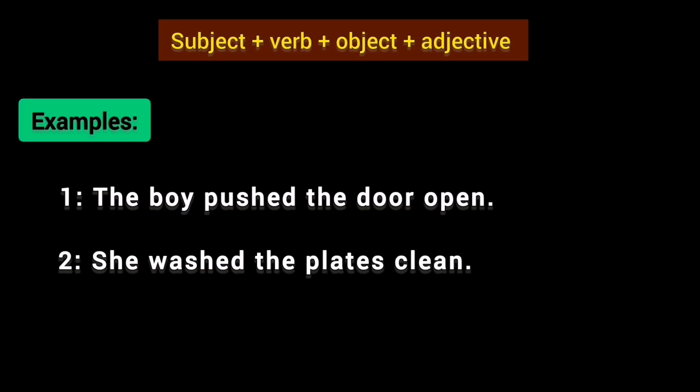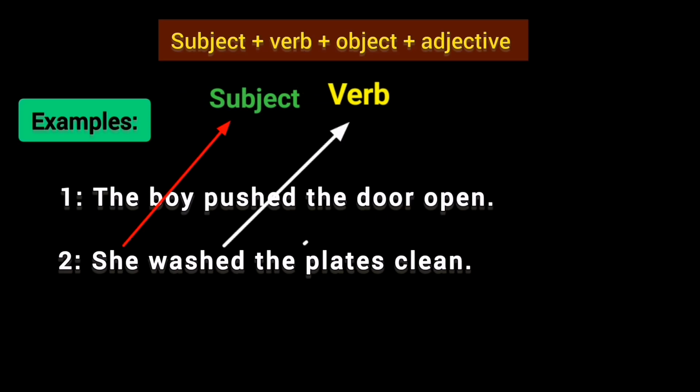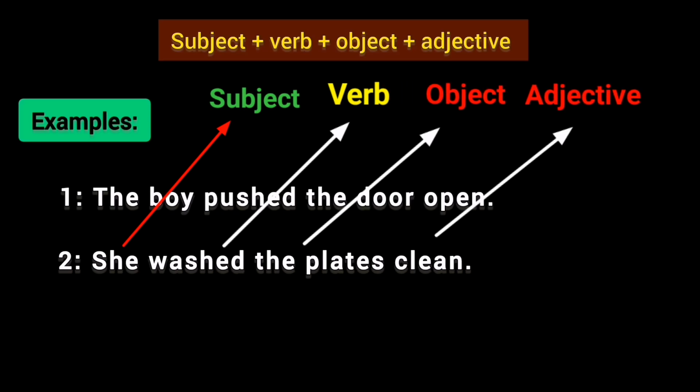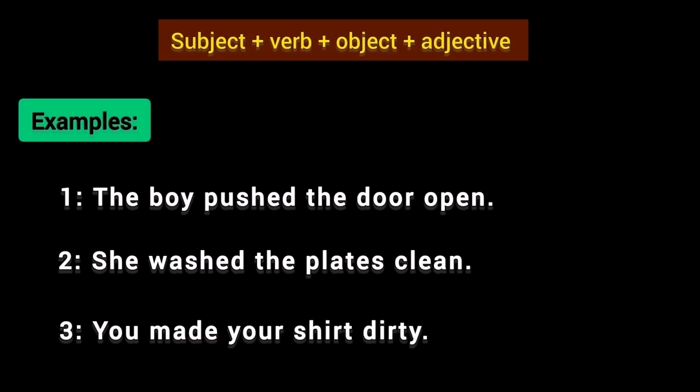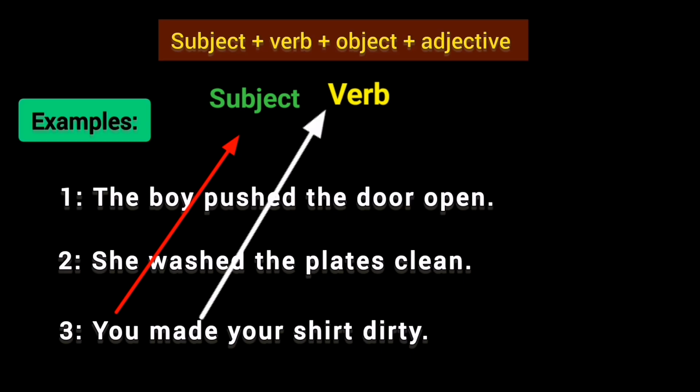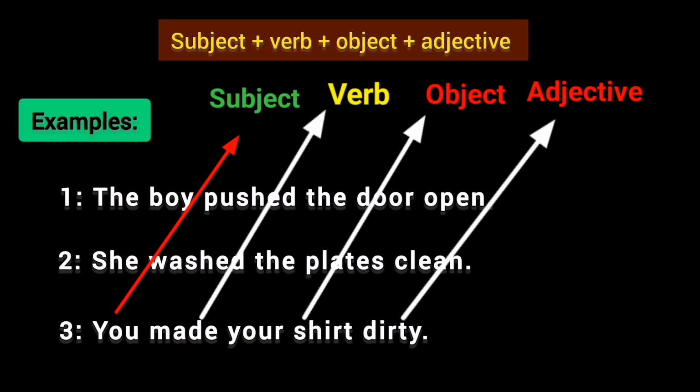She washed the plates clean. Look at this example again. The pronoun, she, is the subject, and washed is the verb, and the plates is the object, and clean is the adjective which describes the noun plates. You made your shirt dirty. The pronoun, you, is the subject, and made, is the verb, and your shirt, is the object, and dirty, is the adjective which describes the state of the shirt. So I hope you have learned this one.